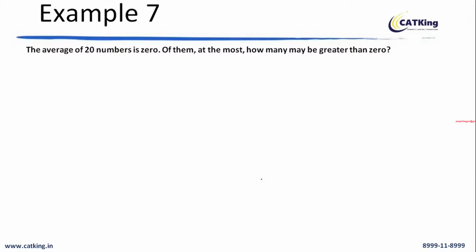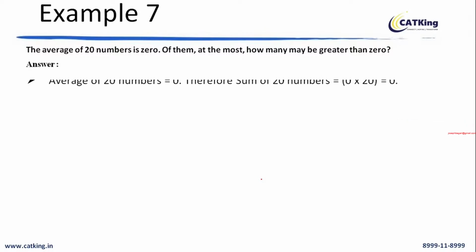So the question is the average of 20 numbers is 0, of them at most how many may be greater than 0. I want you to solve this on your own. Pause the video, solve this on your own and let me know the answer. Okay, chalo we'll solve this.